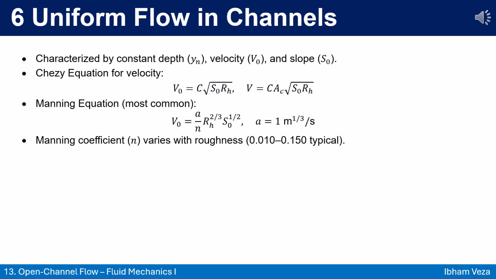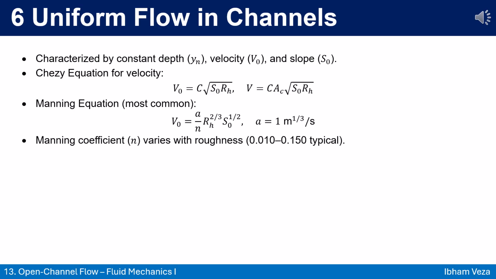To describe velocity in uniform flow, we use empirical formulas. The Chezy equation comes first, expressing velocity as v equals c times the square root of SO times RH, where c is the Chezy coefficient, SO is the slope, and RH is the hydraulic radius. This formula links geometry, slope, and roughness into one simple square root relationship.